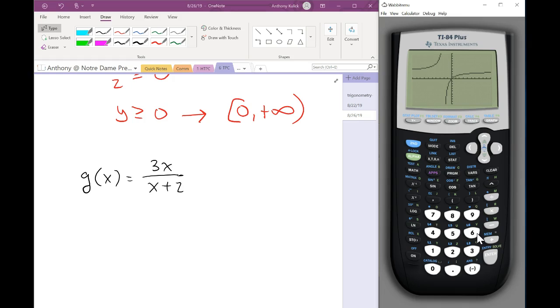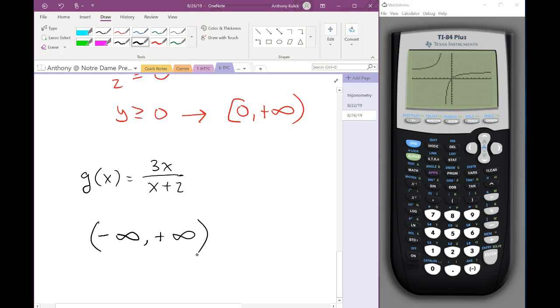So, first things first, we're looking for ranges. Do you see a lowest point on this graph? Not really. It seems like it's going down forever, so the lower bound would certainly be negative infinity. Do we see an upper bound, a highest point on this graph? Positive infinity.